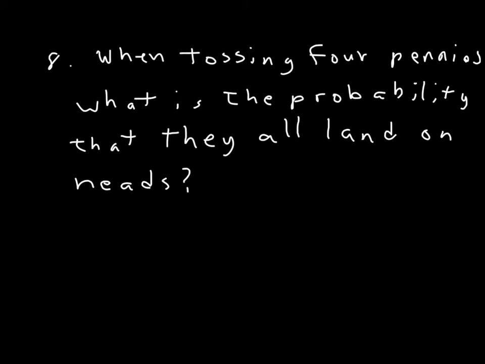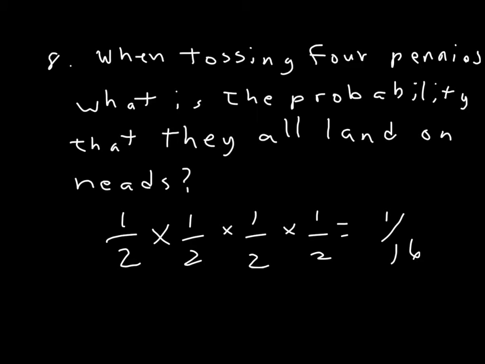When you toss 4 pennies, what's the probability that they all land on heads? These are 4 independent events. The probability of getting heads on any one of those events is a half, and you're going to do it 4 times. So you have to multiply 1/2 4 times, and that result is 1/16. So the probability of getting 4 in a row of heads is 1 out of 16.